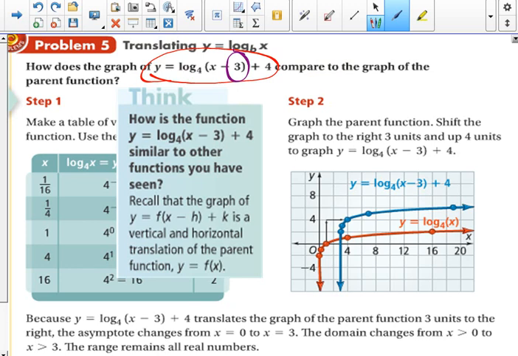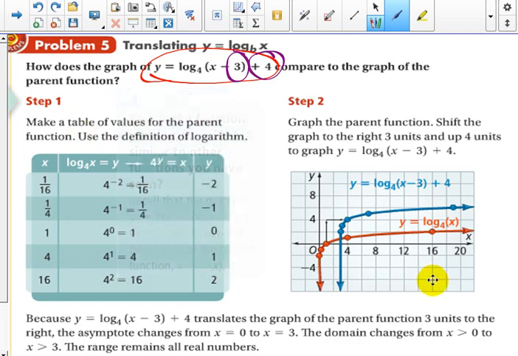I need your assignment. And up 4. To the right 3 and up 4. So that's all you do to graph these. Okay? And basically, guys, I've shown you everything out of this lesson. Hopefully that was nice and easy for you.